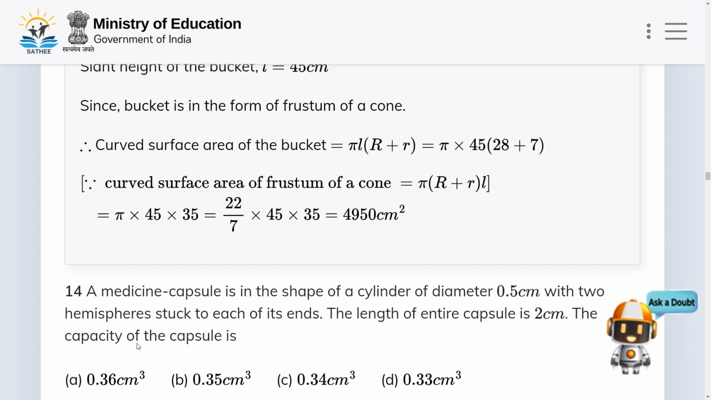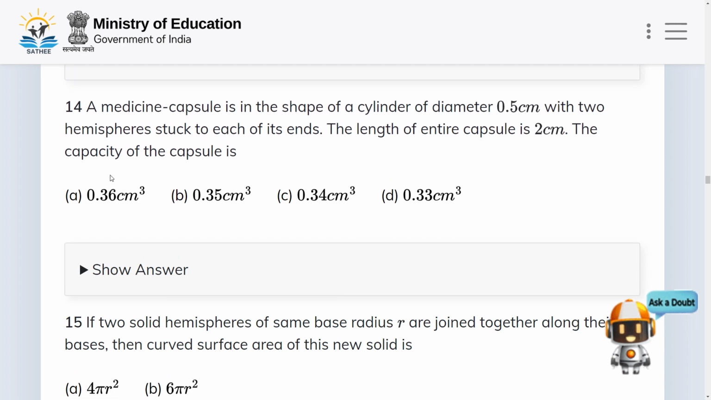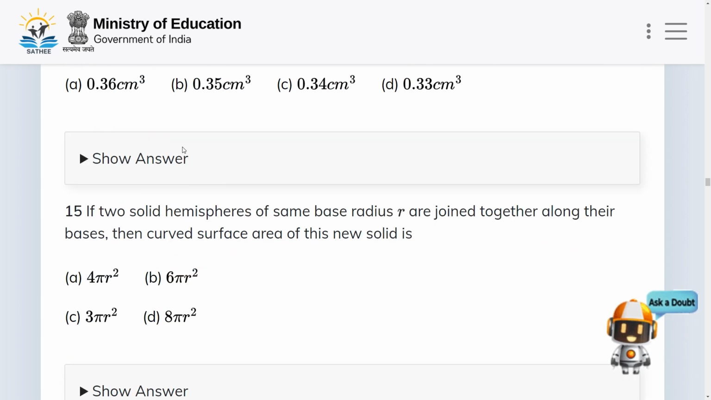And now let us move to the next problem. In the next problem, we have a medicine capsule in the shape of a cylinder of diameter 0.5 centimeter with two hemispheres stuck to each of its ends. The length of the entire capsule is 2 centimeter. Then the capacity of the capsule is what? So basically we have a medicine capsule which is in the form of a cylinder of diameter 0.5 centimeter with two hemispheres stuck to each of its ends, and the length of the entire capsule is 2 centimeter. Let us solve this problem.